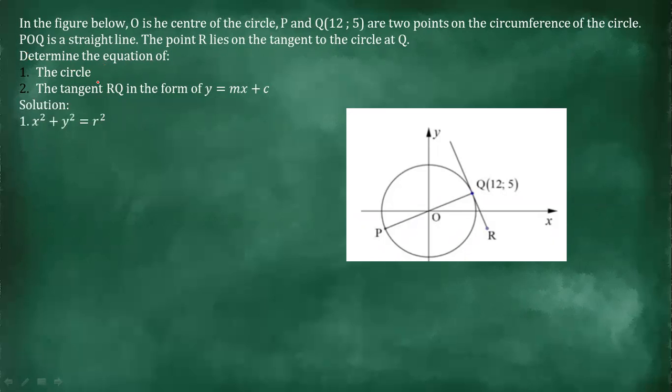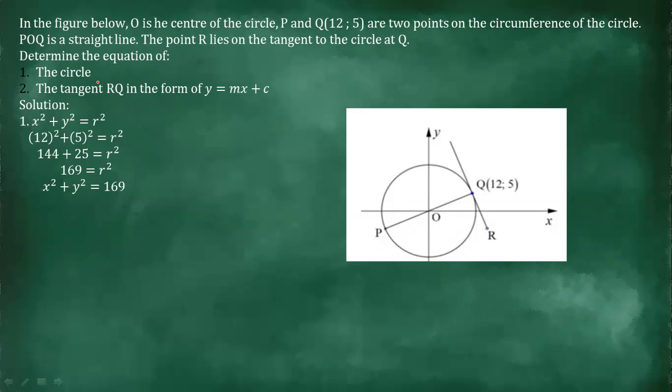We've got a point on the circumference, which is (12, 5). Then x is 12, y is 5, so 12 squared is 144, 5 squared is 25, and then r squared will give us 169. Then that is the equation. The equation is x squared plus y squared equals 169. So that is the equation of this circle.